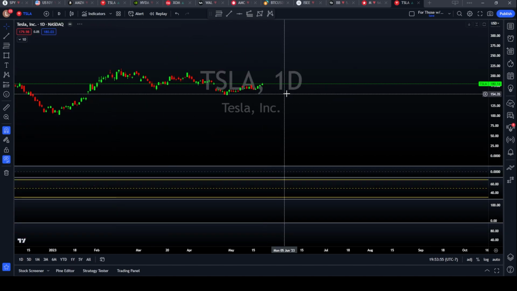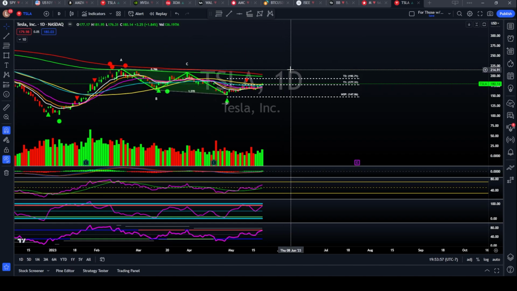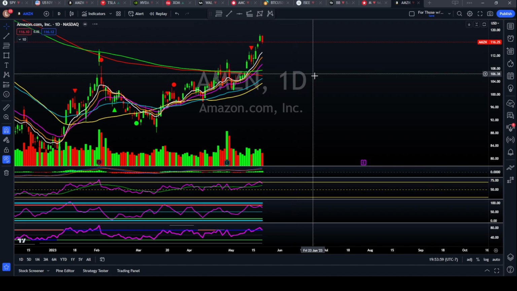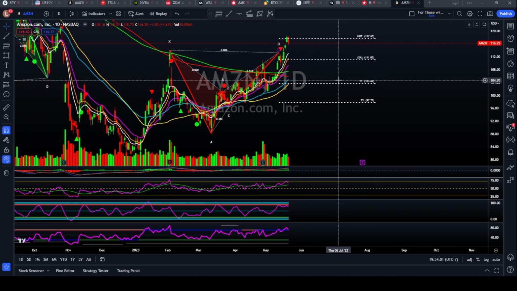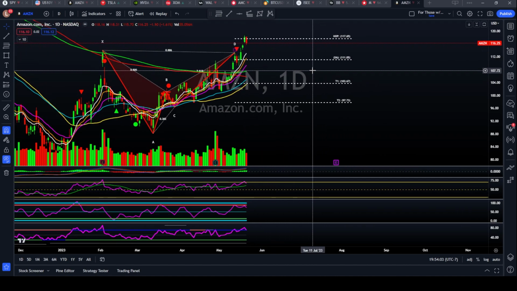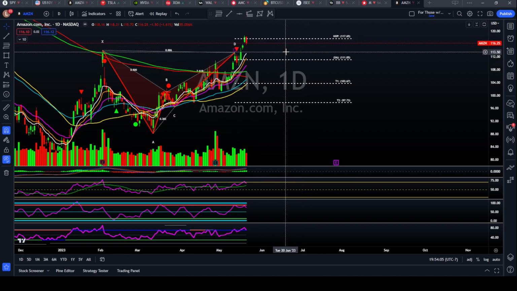So jumping over here to Amazon. Amazon also had a good ride this week as well. It went as high on Thursday as 118.80. Friday, it closed the day at 116.25.